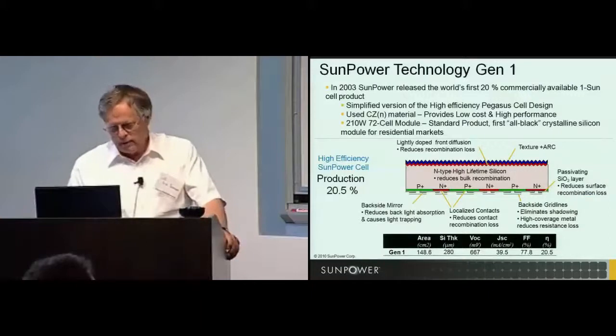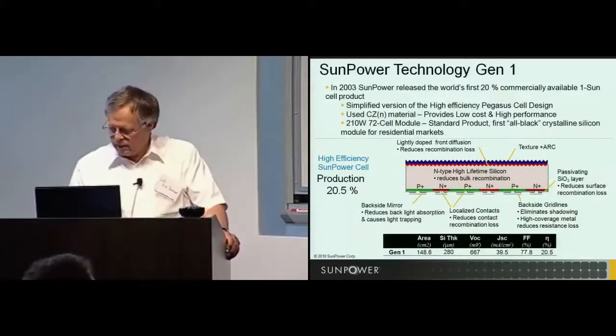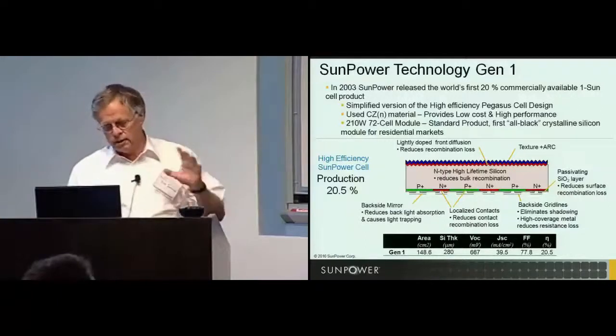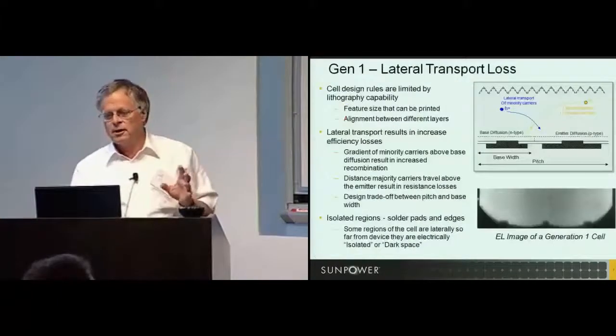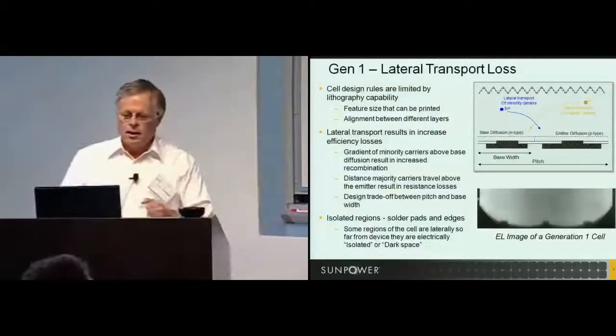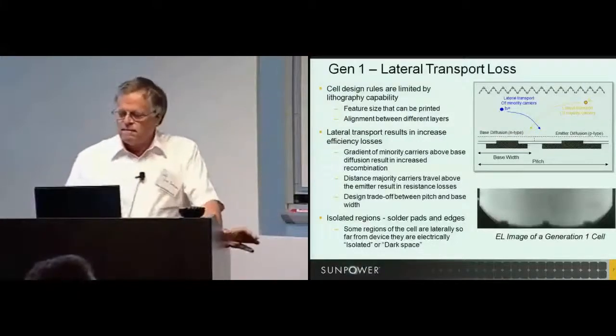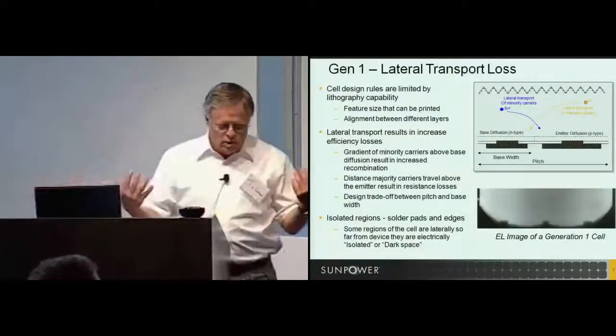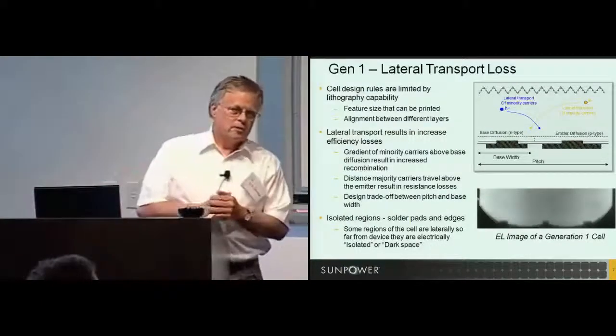We started in late 2003 with our first generation product, which is about 20%. I don't really have time to go through all these slides. And we developed a second generation product that we came out with in about 2005, which was around 23%, in which we reduced what we call lateral transport losses within the cell.